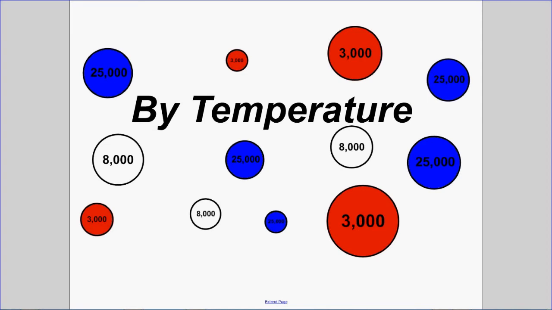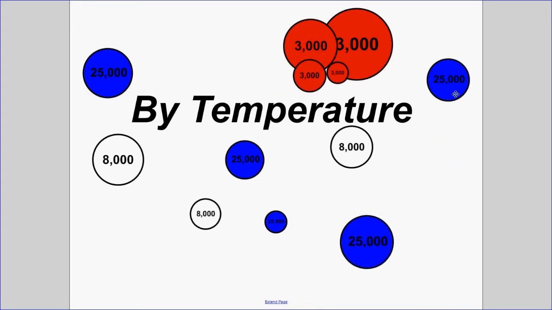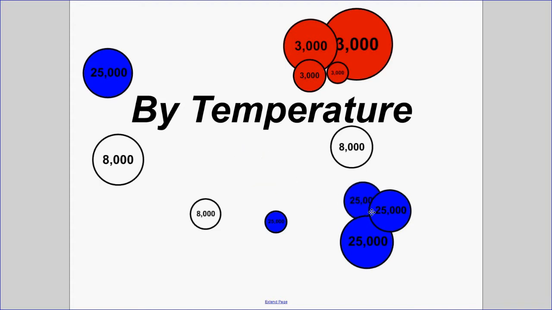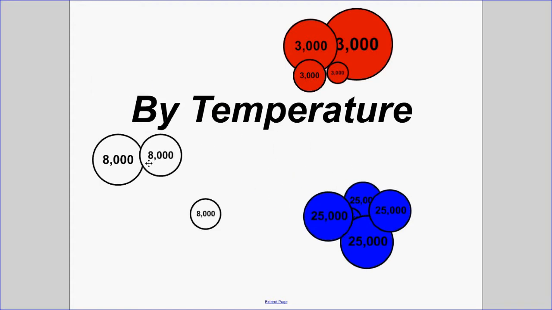We're going to start by temperature. Not all stars are the same temperature, so we can classify them by temperature. For example, here I have a star that's 3,000 degrees. Here's another one, and here's yet another one. Looks like we've got some stars that are 25,000 degrees. We can put those in one group. And we've got some stars that are 8,000 degrees, so we put those in another group.